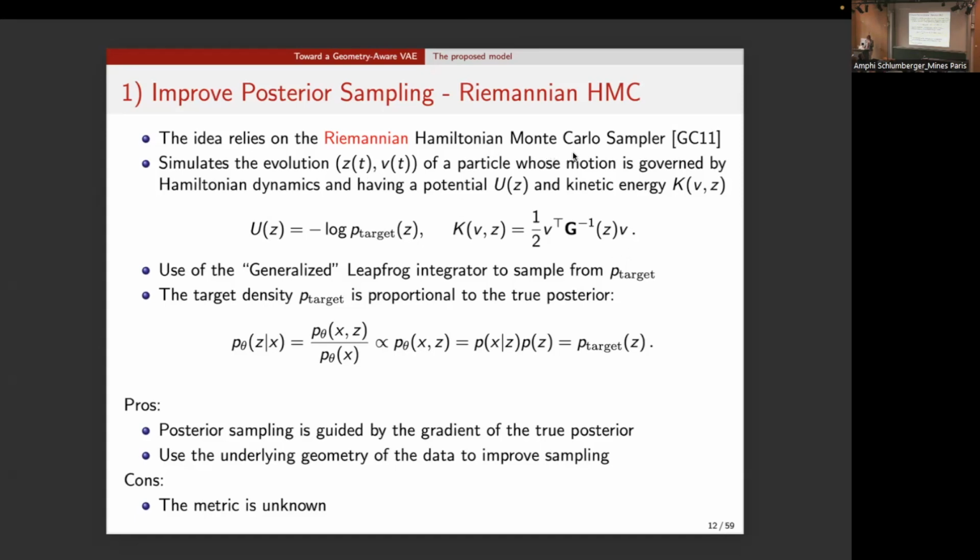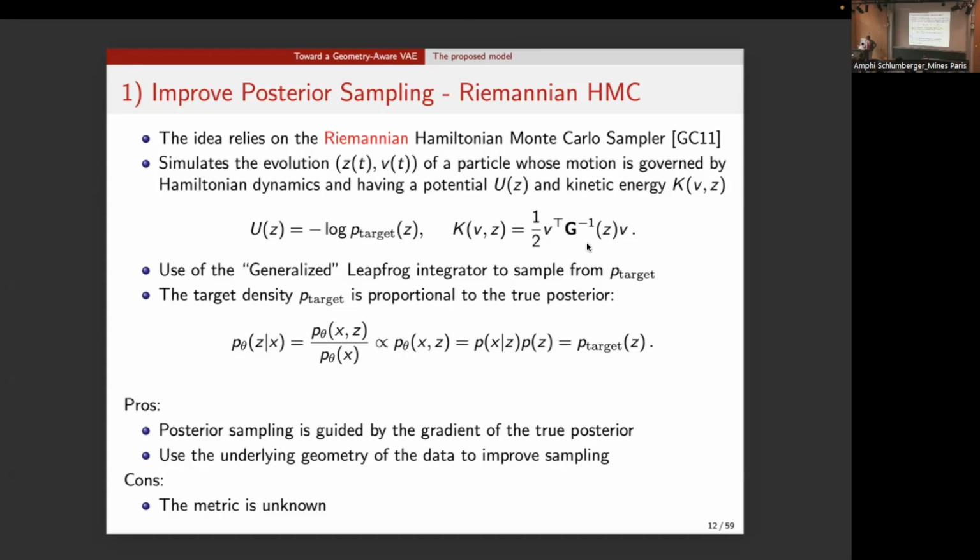So this is the Hamiltonian Monte Carlo sampler, and we know that at the end, we will converge towards the conditional distribution that we expect to have. So the good thing is that this provides us with a way to do the posterior sampling. It's guided by the gradient of the true posterior that we have here. We really use the underlying geometry everywhere we will introduce G-1, okay? However, the metric is unknown, okay? So G-1 is unknown, as I said. I don't make any assumption on G-1.